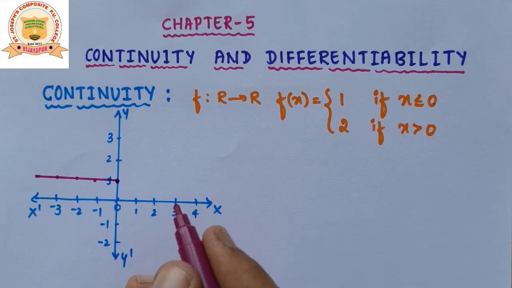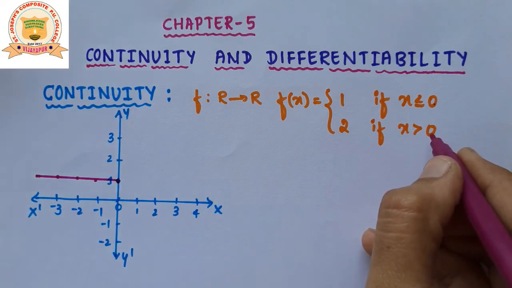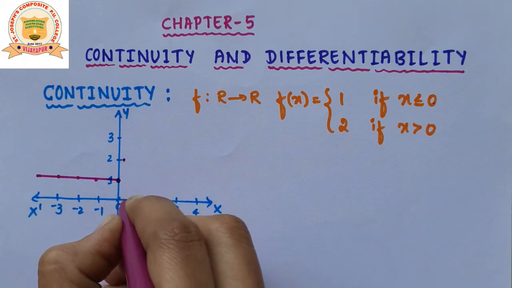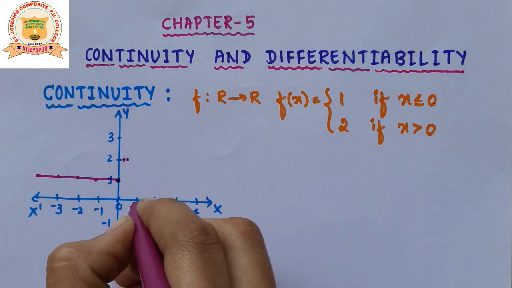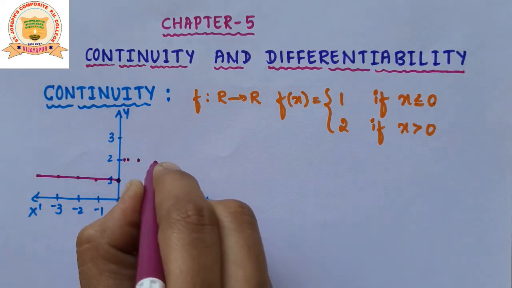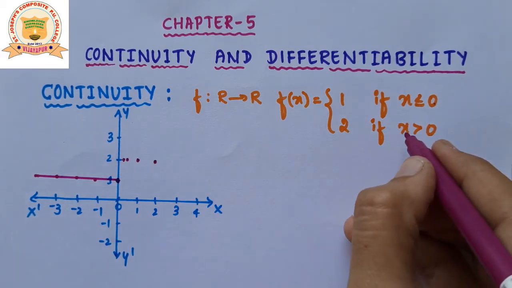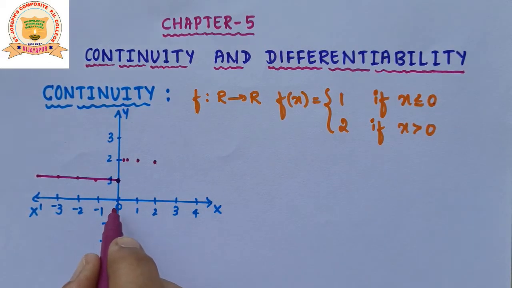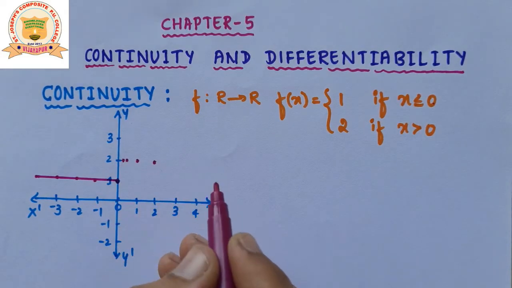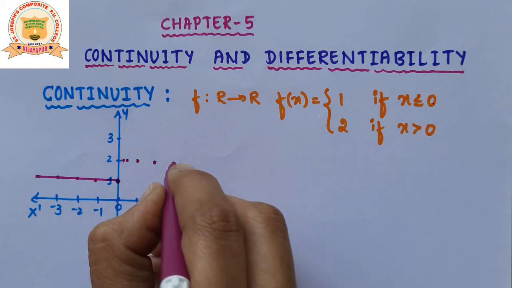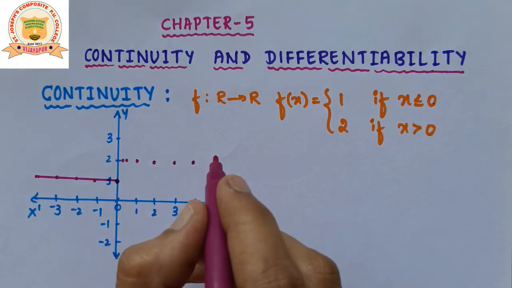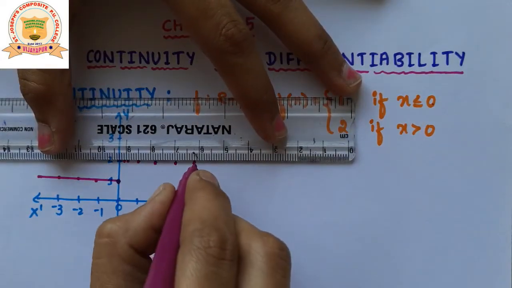Next, for x greater than 0, that is for 0.1 the value of the function is 2, for 0.2 the value of the function is 2, for 1 the value is 2, for 2 the value is 2. For greater than 0, that is, for the right side of the origin, for all these values the value of the function is 2 itself. For 3 you will get 2 and for 4 we will get 2. If you join all these points, you will get the graph like this.